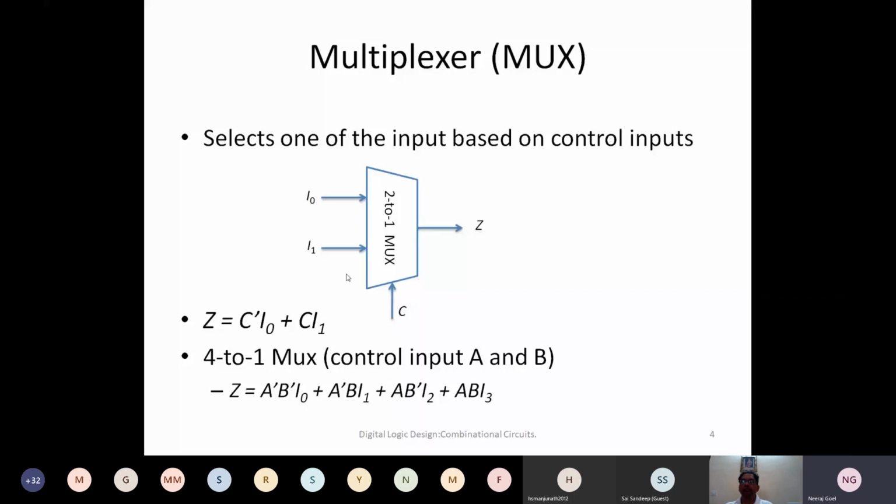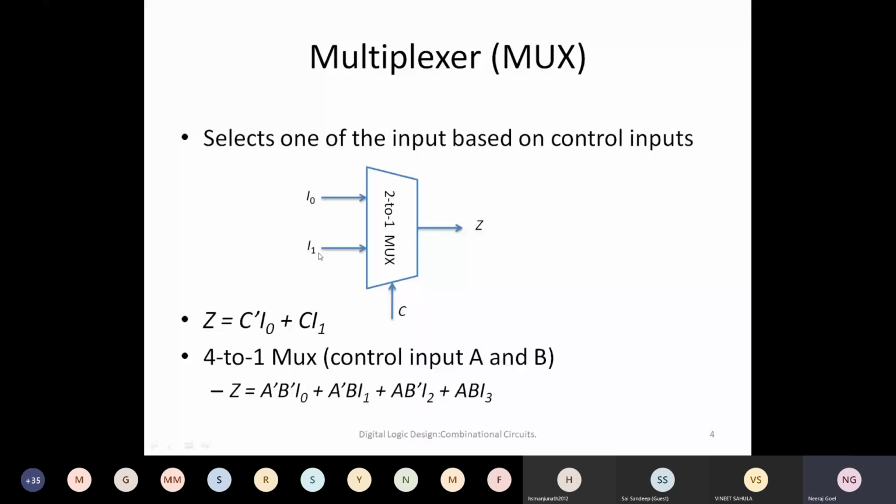If I need to design this particular multiplexer, this is the typical Boolean equation for this 2:1 multiplexer: C bar, meaning invert of C, ANDed with I0, plus, meaning the OR operator, C ANDed with I1. So if we make this whole circuit, Z would be equal to whatever is the value of I0 if C is 0, else it would be equal to I1.